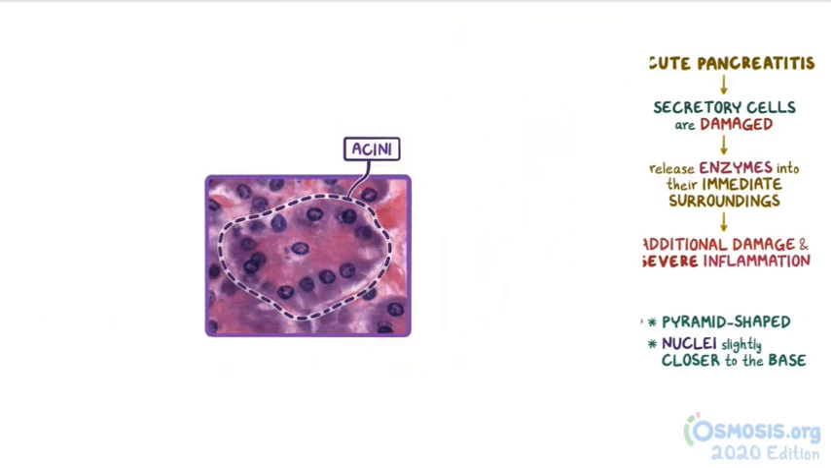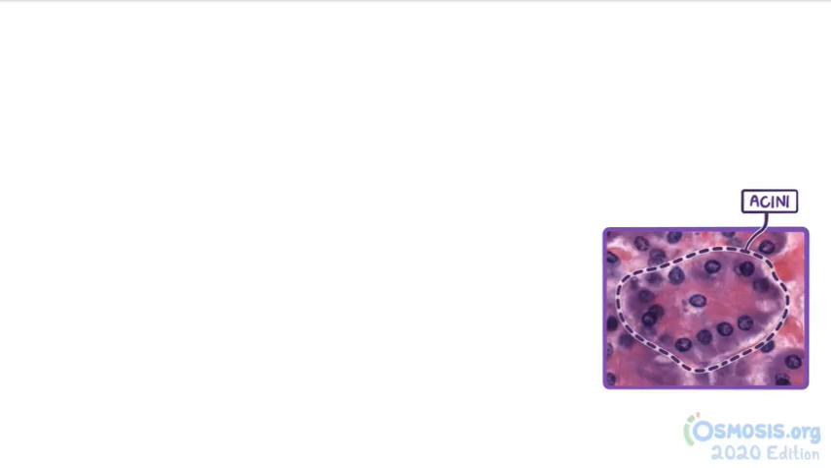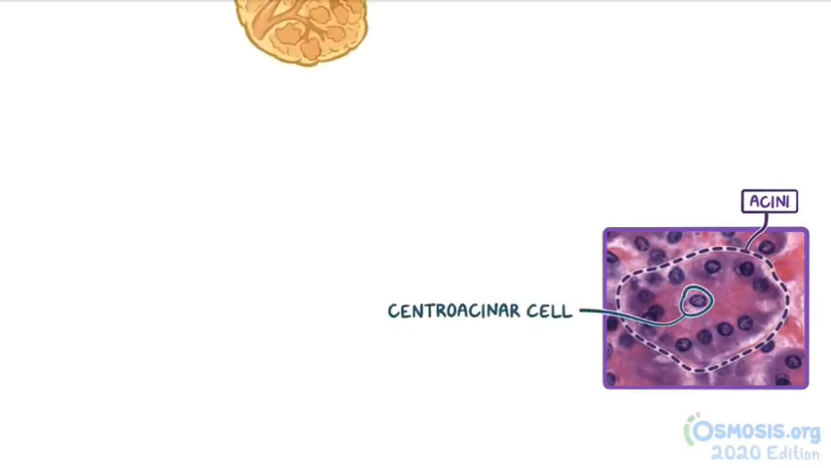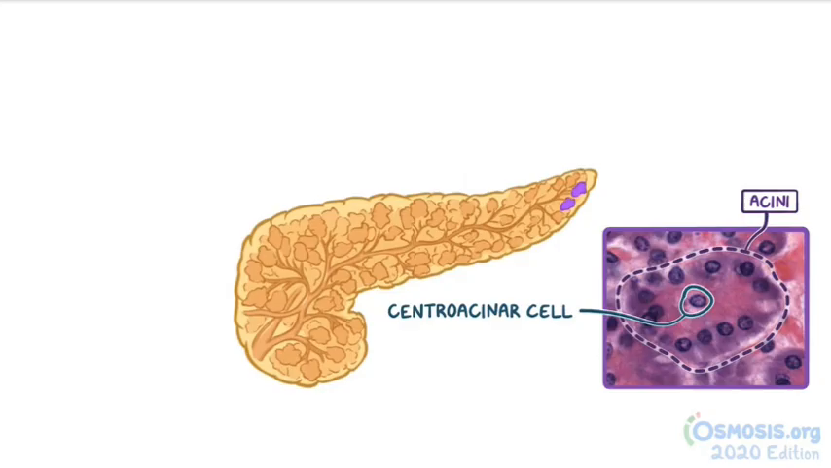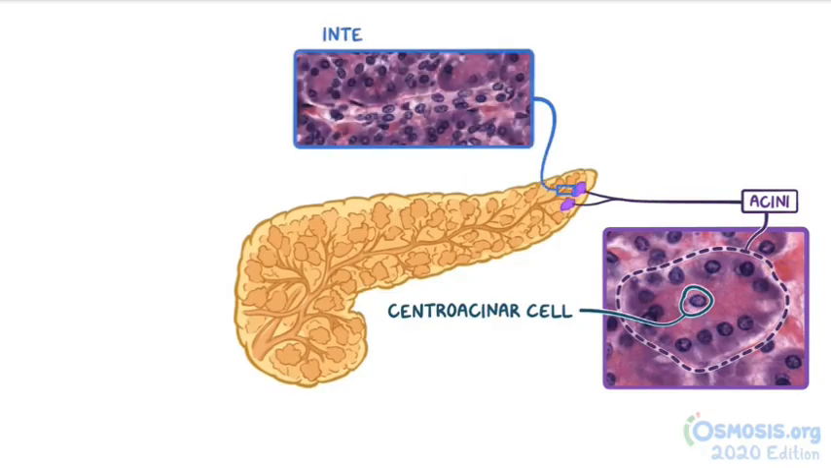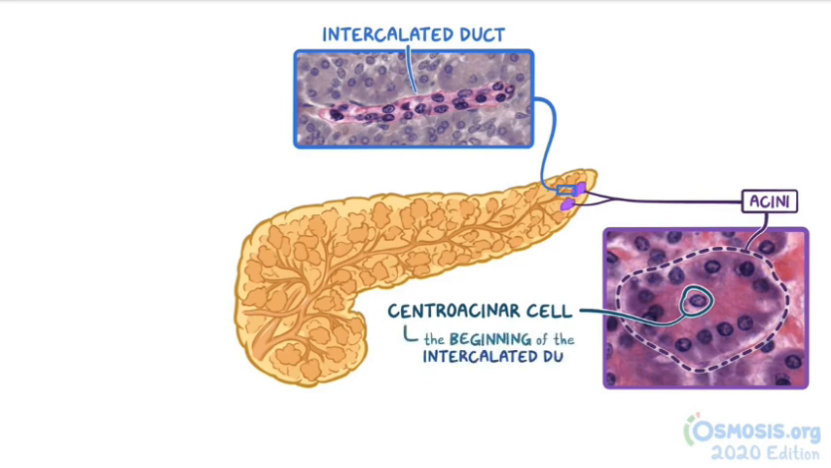The center of the acini will sometimes contain one or more cells with a paler appearance. These cells are called centroacinar cells, and they're actually extensions of the small ducts that drain the digestive enzymes produced by the acini, called intercalated ducts. The presence of centroacinar cells is a unique feature of the exocrine pancreas, and is also an identifying marker that indicates the beginning of the intercalated ducts.